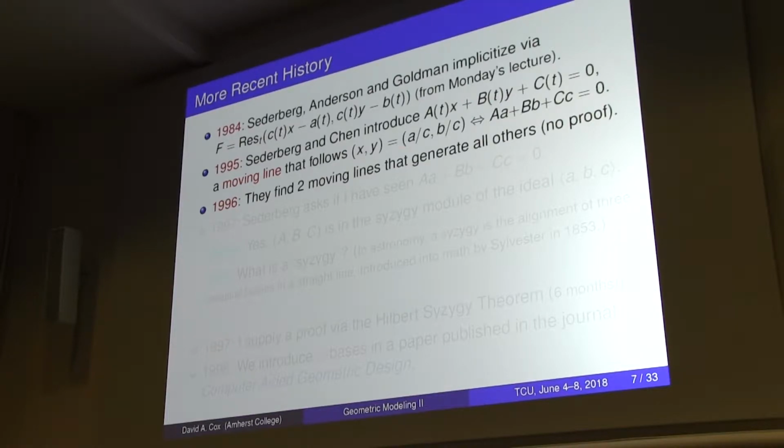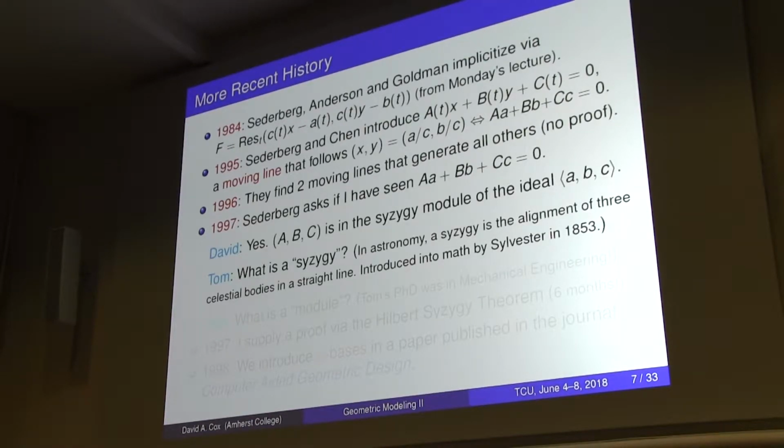And of course, when I write my parameterization this way, working affinely, the parameterization is a moving point. So you can imagine the idea of a moving line that follows the moving point. Well, when does that happen? Well, that means that here's the moving line, and when I plug this into that, I should get 0. And when you clear denominators, you get exactly that equation right there. Now, about a year later, Sederberg and Chen realized that there were basically 2 moving lines, and from these 2 moving lines, you should be able to get all of them. And then in 1997, Sederberg asked me, David, have you seen this equation?